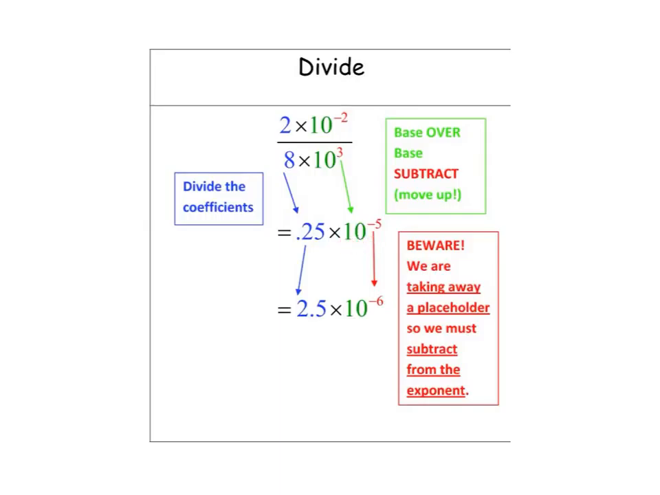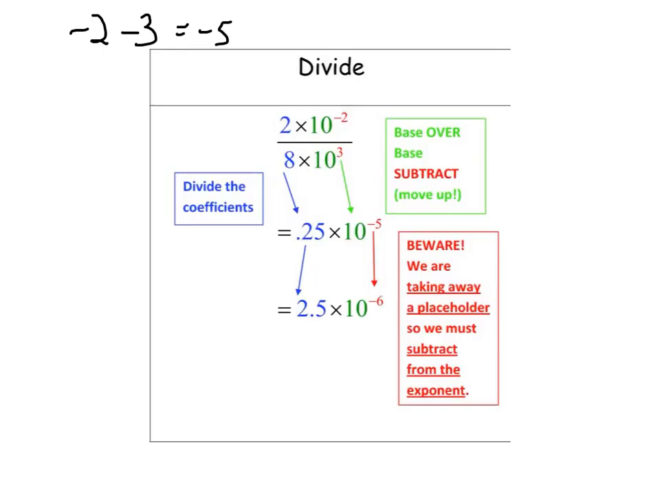Negative 2 minus 3 is equal to negative 5. So you end up with 0.25 times 10 to the negative 5. But this is not in proper scientific notation. You have to move the decimal in the coefficient to the right. Whenever you move the decimal in the coefficient to the right, you have to subtract 1 from the exponent. So negative 5 minus 1 is going to give me negative 6. So you just have to memorize those particular rules.